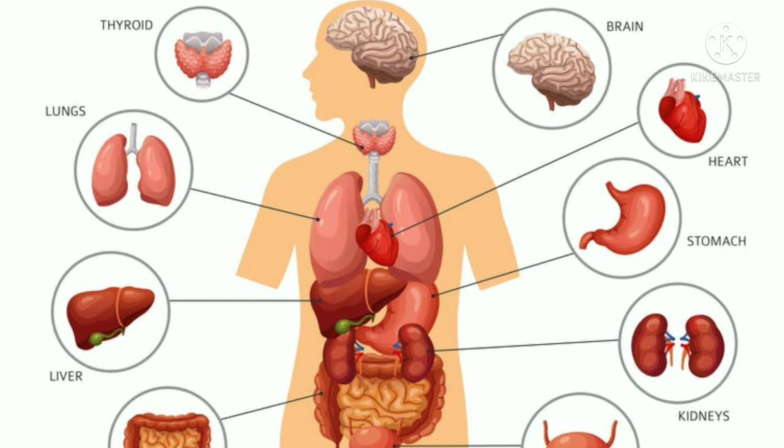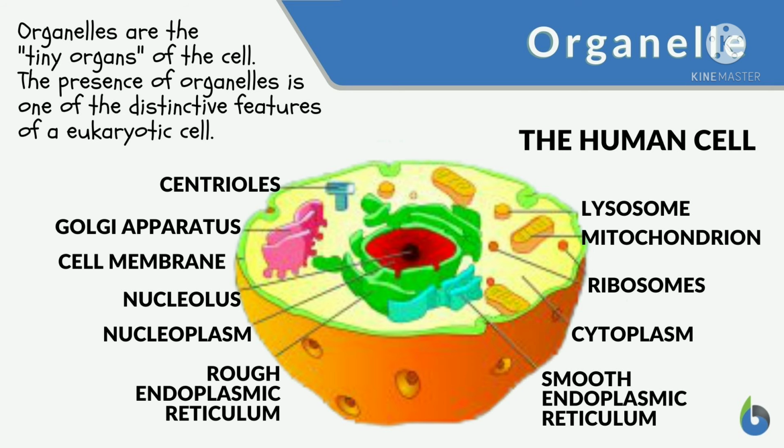Now we will look at the difference between organs and organelles. This one also you are going to get in your exam, so listen to this carefully. Organ and organelle is very important. Either you will get it as a difference between, or as a define the following. So what is an organ? A group of specific tissues forms an organ. When a group of tissues come together, they form an organ.